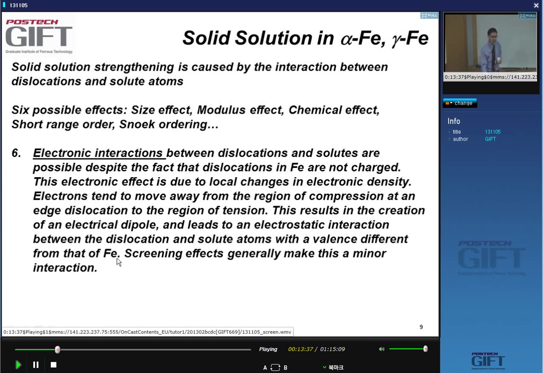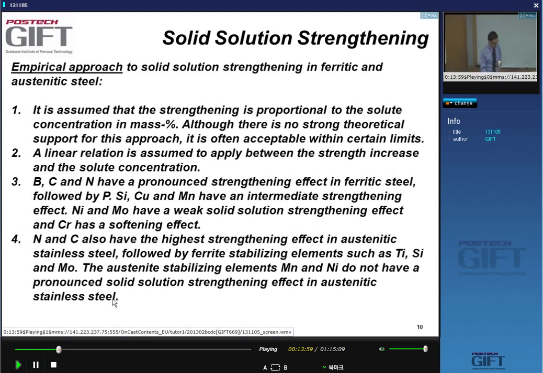Is that an important effect? No. Basically, of these six effects, the big main one, of which we know a lot, is the size effect. Even if you wanted to take electronic effects into account, you'd have lots of difficulties finding any data about it. Okay. Right. So let's start with the simple approach, which is the engineering approach with solute.